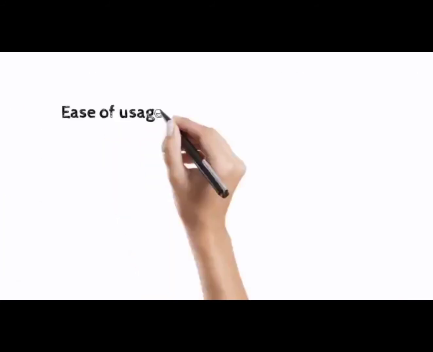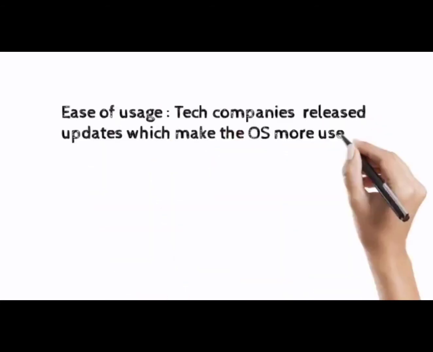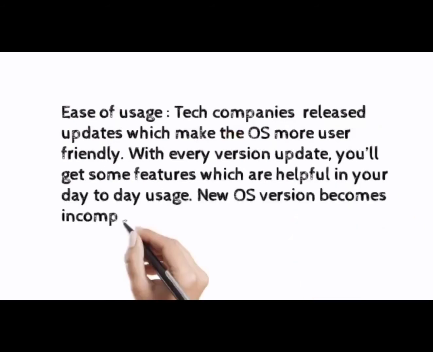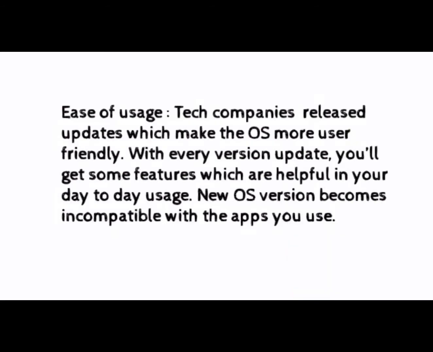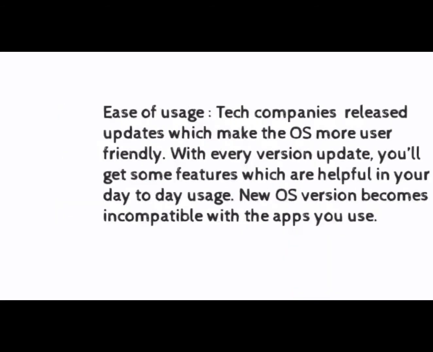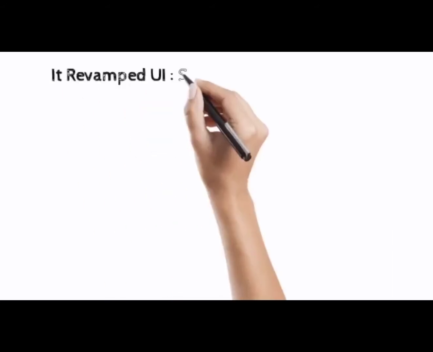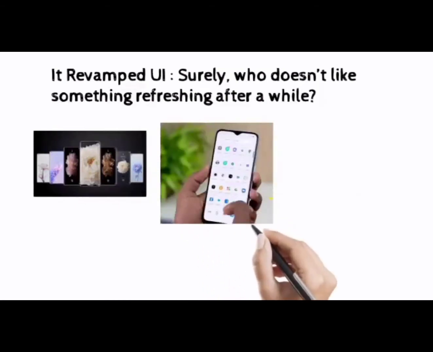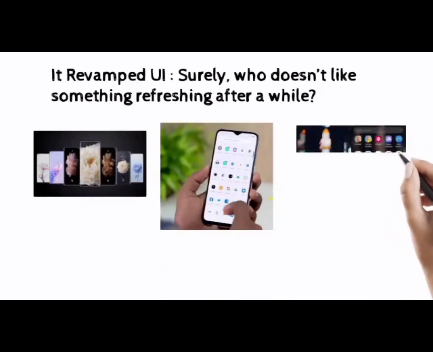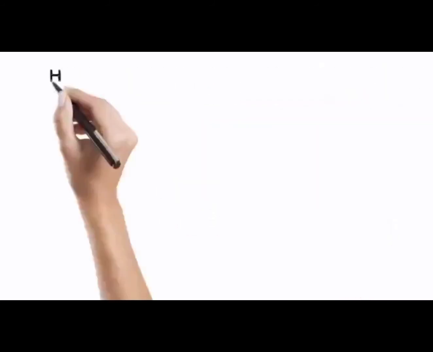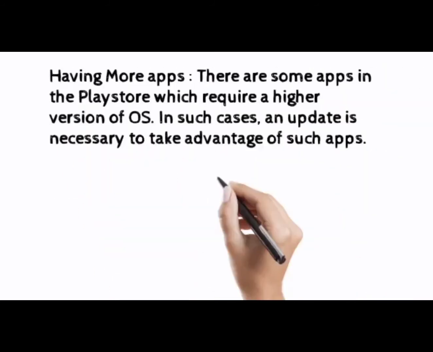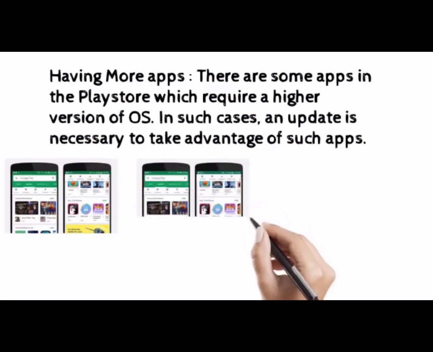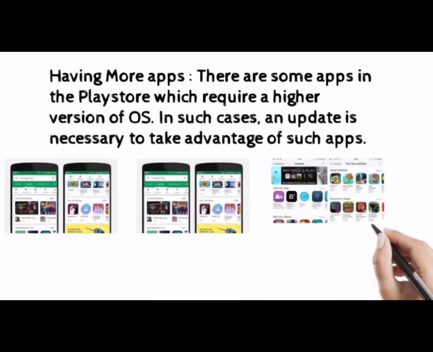Ease of usage. Tech companies release updates which make the OS more user-friendly. With every version update, you'll get some features which are helpful in your day-to-day usage. A new operating system version may become incompatible with the apps you use. It revamps the UI. Surely, who doesn't like something refreshing after a while? Having more apps. There are some apps in the Play Store which require a higher version of the operating system. In such cases, an update is necessary to take advantage of such apps.